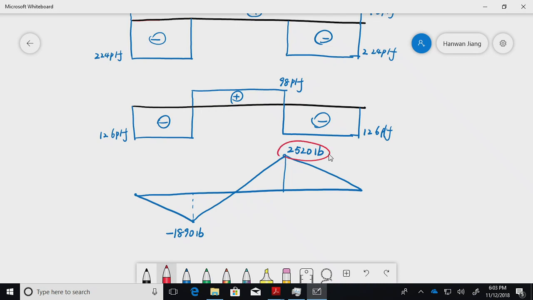This is the number you use to check either compression or tension, right? Because if wind blows the other way, it will switch tension and compression. So this is going to be the maximum tension and compression force. Okay, and then lastly, you determine the forces, and you can use these forces to check the tension and compression. Okay, so the next step is going to be the design of the splicing.